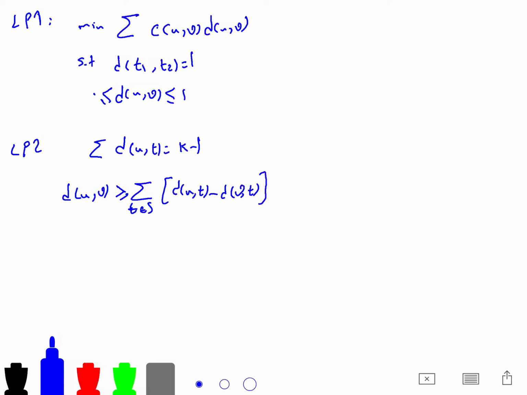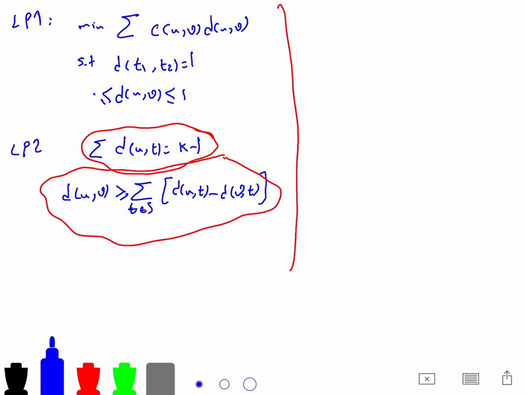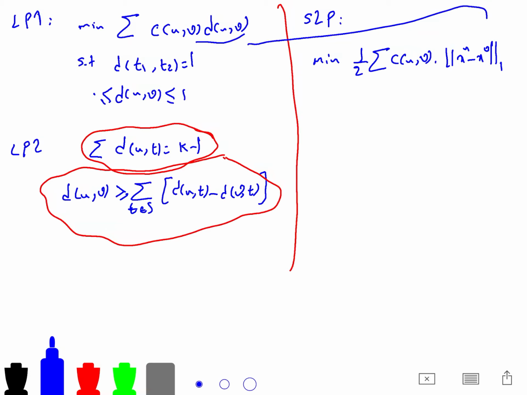And you will see how this mysterious constraint, this one and this one, can lead to a dual solution. I mean, for LP2, I will show you that it has the same formulation as SLP, which is minimization of c_uv times the L1 norm of x_u minus x_v. So you may think that we are getting close to machine learning, because we are going from metrics to norms. To represent it as an L1 norm may be very interesting.